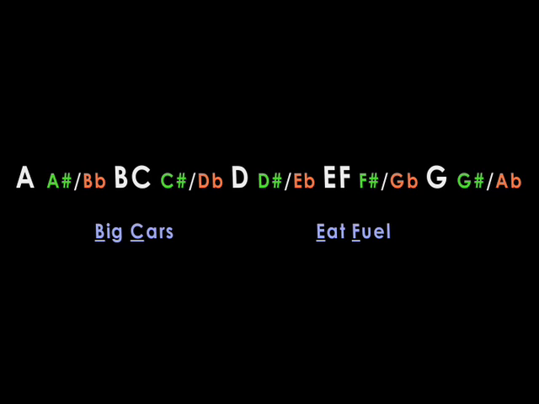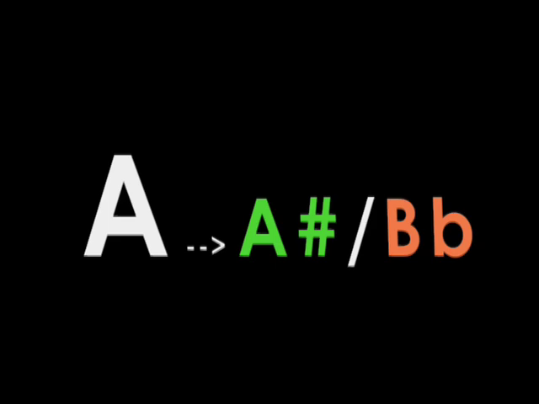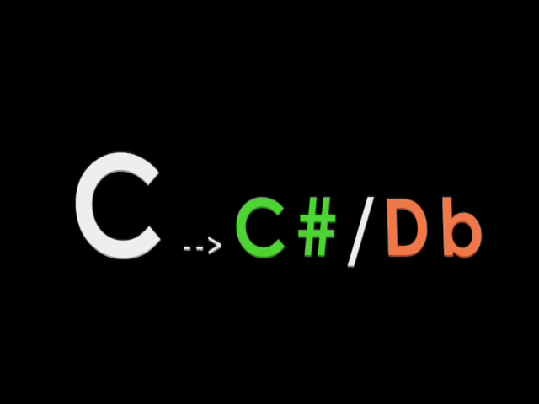But just to make sure that you understand it, I'm going to give you a quick quiz. So what letter comes after an A? An A sharp or a B flat comes after an A. What letter comes after a C? A C sharp or a D flat comes after a C. Now which letter comes after an E? F comes after E because E and F are stuck together.